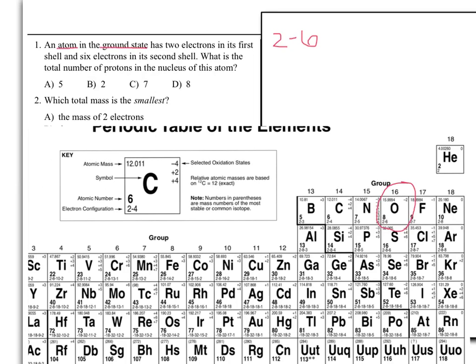Recall that the electron configurations tell about the placement of electrons in an atom. Now, the atomic number tells about the number of protons. And the mass number is essentially the protons plus the neutrons. So in this question, they ask about the number of protons, or the atomic number. So the atomic number of this element is 8.